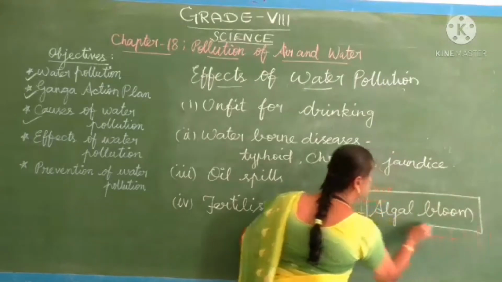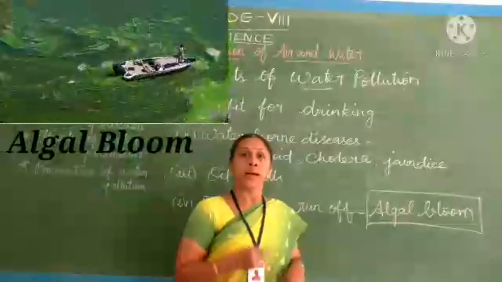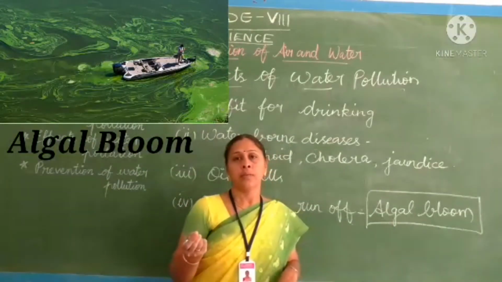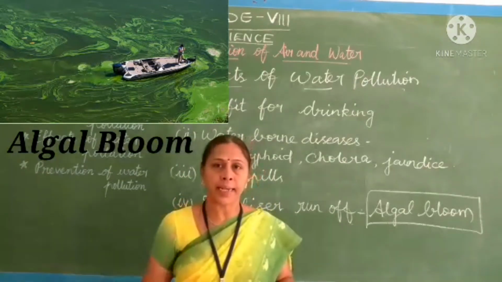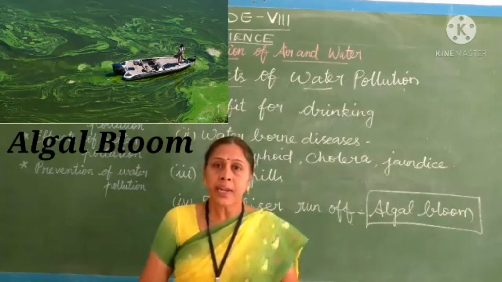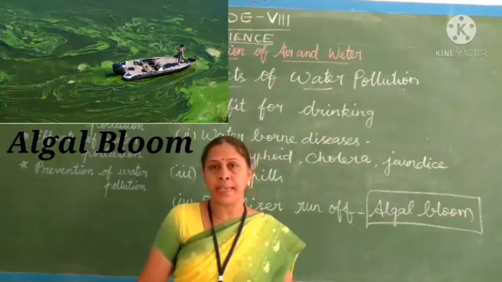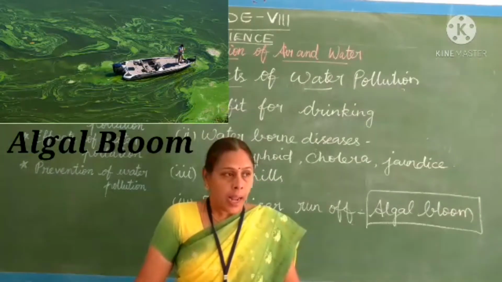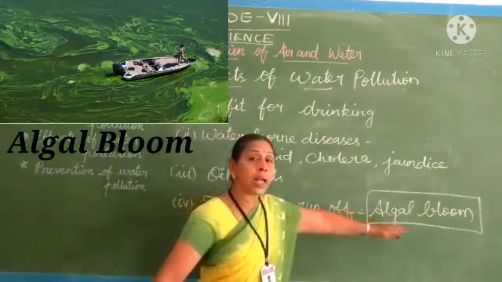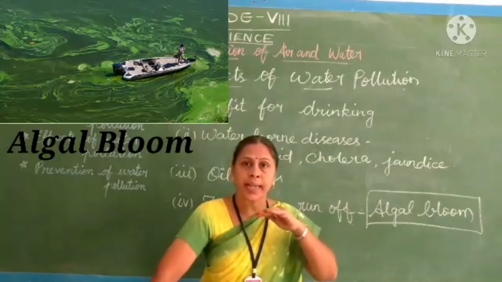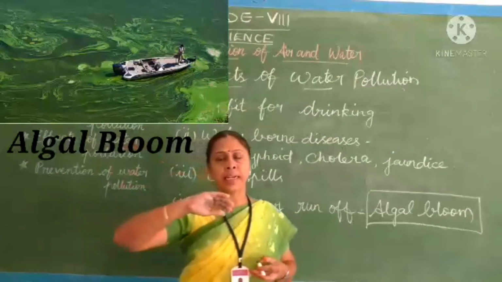Main thing, algal bloom. You know that algae is an autotroph. It comes under the plant kingdom, and it is an autotroph. It can produce its own food, and it could be seen in moist places. Because of this fertilizer runoff, this algal growth will be more in water bodies. You can see this in small ponds and lakes and all.